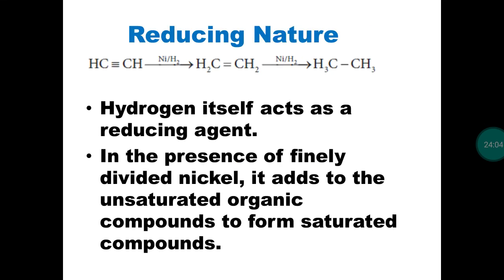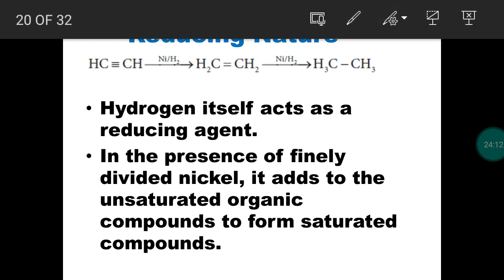Next, reducing nature of hydrogen. As I told, hydrogen will act as a reducing agent in organic reactions. When you take unsaturated compounds like acetylene, so you can take alkenes and alkynes, they are unsaturated in nature. In the presence of nickel catalyst, hydrogen will be added to these unsaturated compounds. So first alkyne is converted into alkene. Further reaction will give you alkanes.